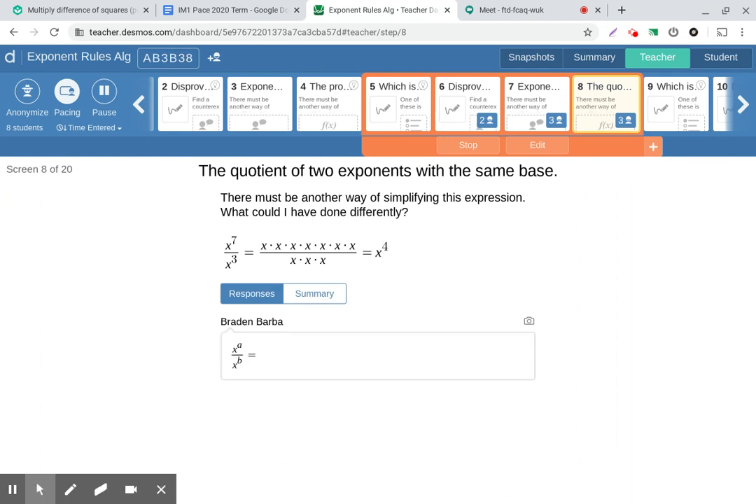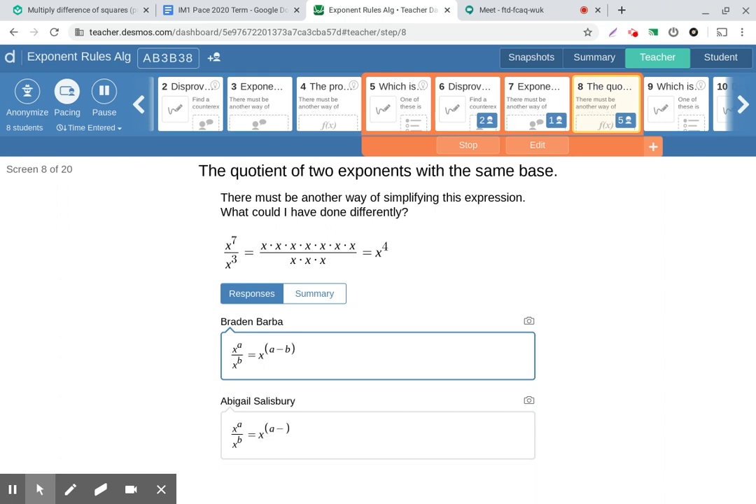So this is the one where you're going to do the formula. You want to do caret, parentheses, a minus b, and close the parentheses. So caret first after the x, and then parentheses, and then a minus b, and then close the parentheses. So you're saying you're going to subtract the top number by the bottom number.